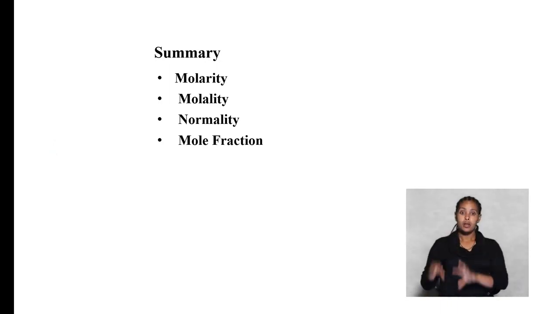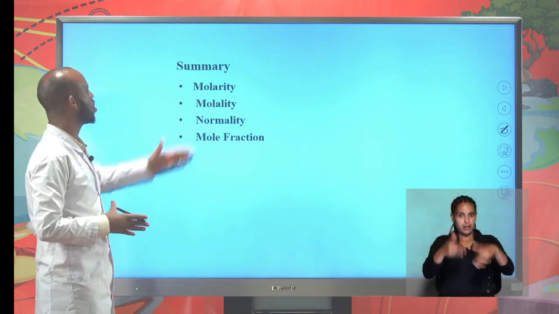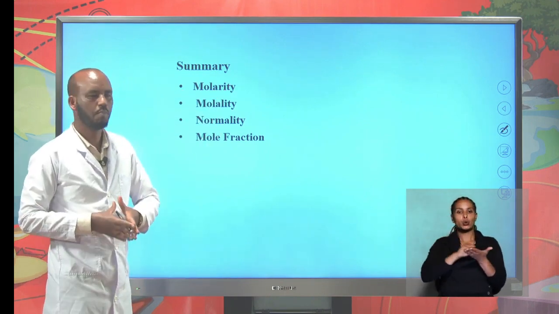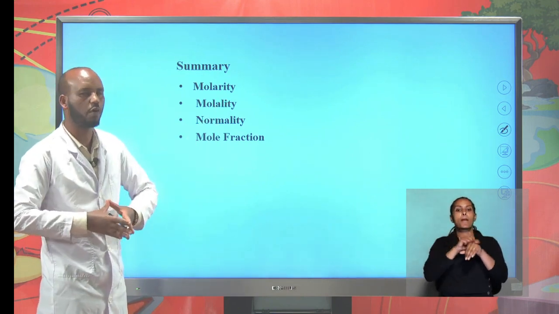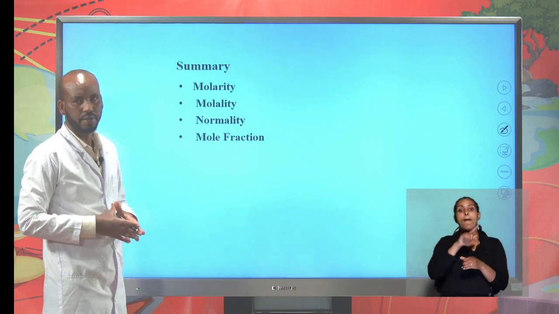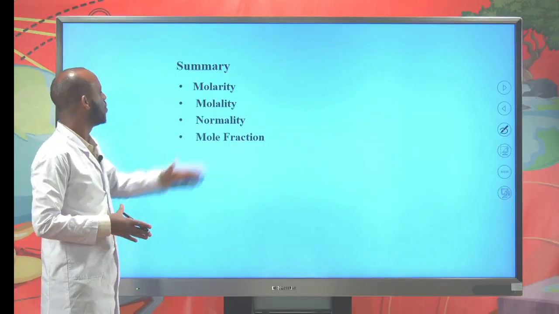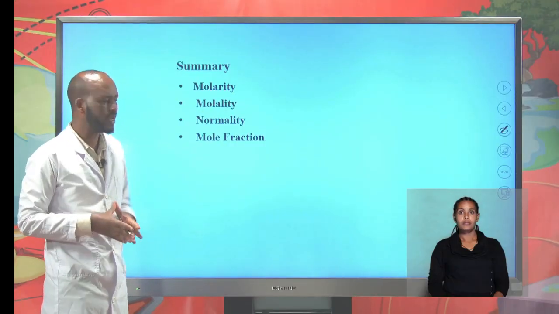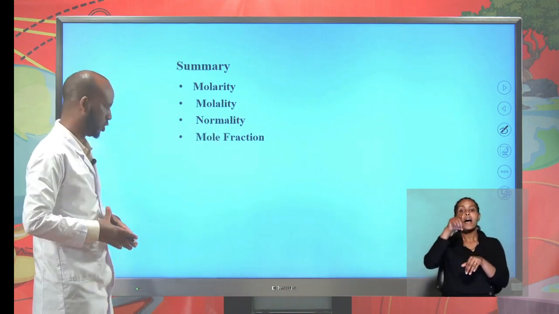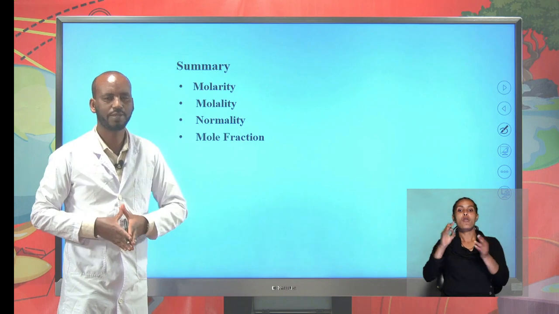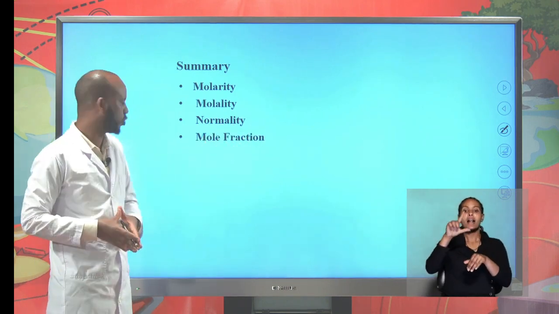Students, in our today's lesson, we learned molarity of the solution. Molarity is defined as number of moles of solute per liter of solution. Molarity is one way of expressing concentration of a solution. Molality of the solution is defined as number of moles of solute per kilogram of solvent. Normality of the solution is number of equivalents of solute per liter of solution.